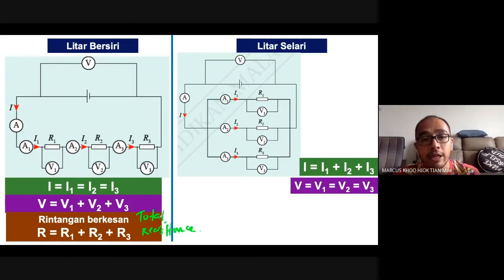Jumlah rintangan lah. Okay, jumlah rintangan. Now, in a series circuit, the total resistance is very easy. Just R1 plus R2 plus R3. You get the total resistance of the whole circuit.